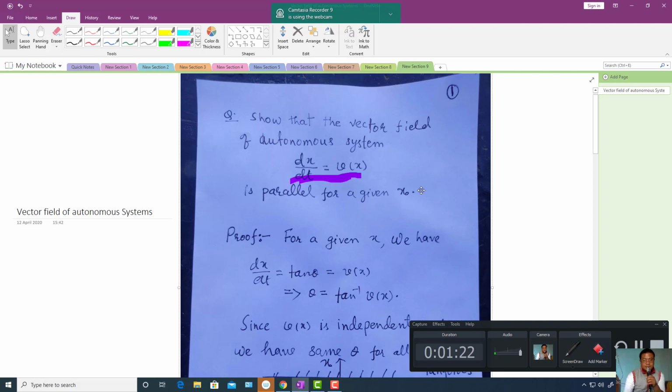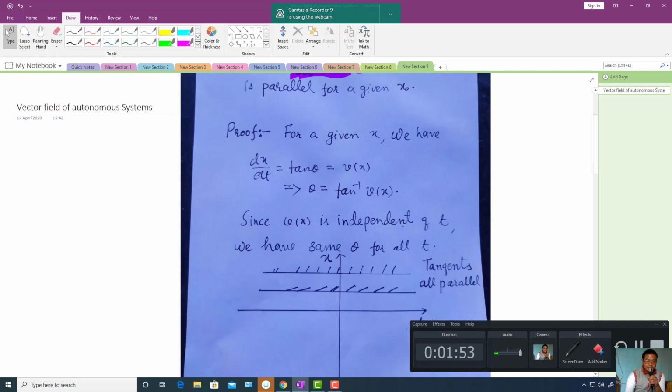So, first let us see that the vector field of an autonomous system is parallel for a given x. You are going to draw the vector field in the x t plane or in the t x plane. So for a given x, you keep on changing the time.